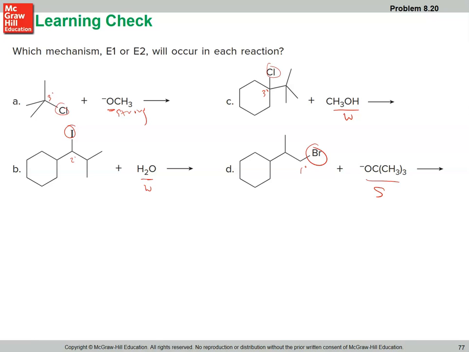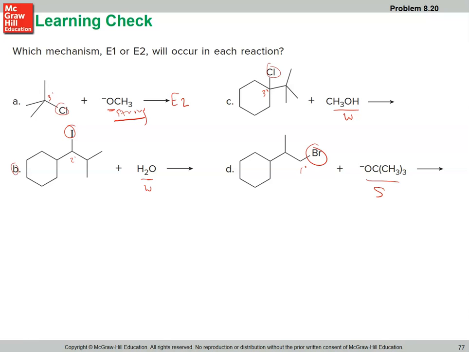For this first one, the tertiary carbon, we know that these are going to be stable carbocations, but we also know that E2 reactions can work here. But because this is a strong base, this is going to favor E2.